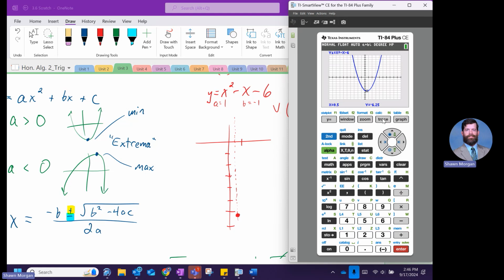Hit draw. Hit the left button to move your cursor to the left, and then enter. It changes to right bound, and then enter once you get to the right. And it says guess. Don't worry about guessing. Just hit enter a third time.